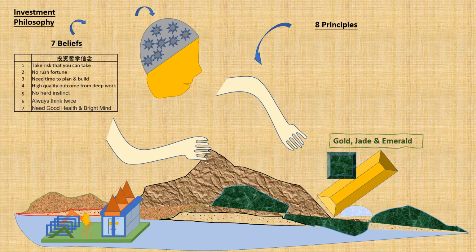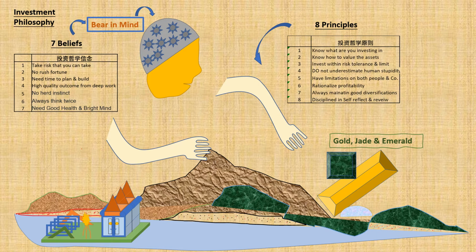So there are 7 beliefs. In simple words, take the risk that you can take. There's no rush way to fortune. You need time to build and plan, and high quality outcomes come from very deep work. Do not get into the herd instinct. Always think twice before you act. And we all need good health and a bright mind. These have to be borne in your mind.